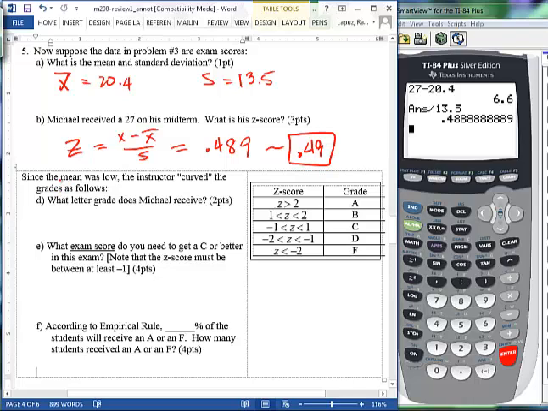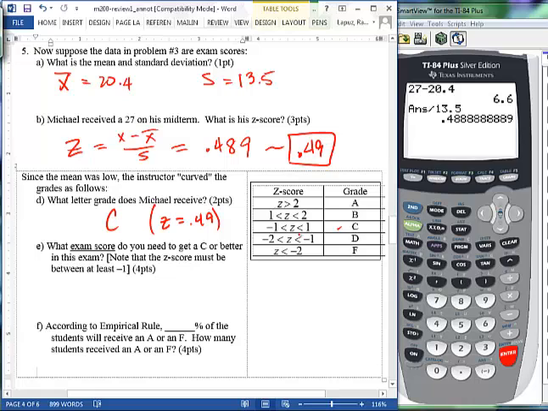The next part here, the instructor had to curve the grade. So based on the z-score of 0.49, where is he in this spot? He's between -1 and 1, so with a score of 27 on his midterm, he gets a C. The z-score is 0.49, so that gives you that C level between -1 and +1.